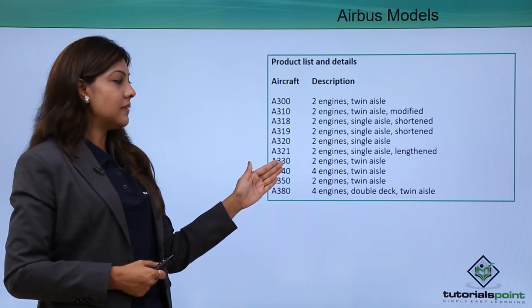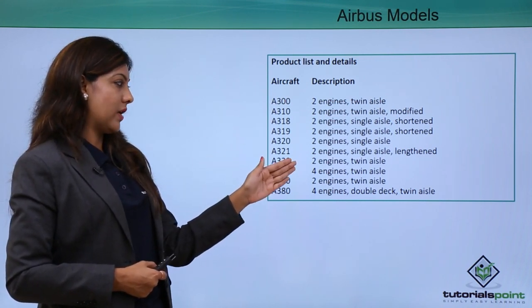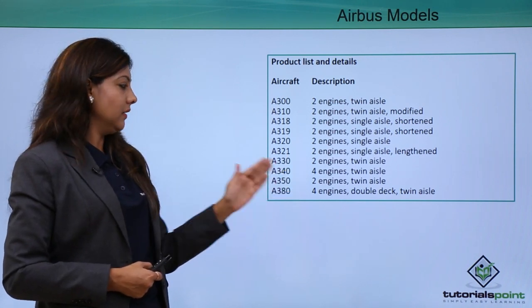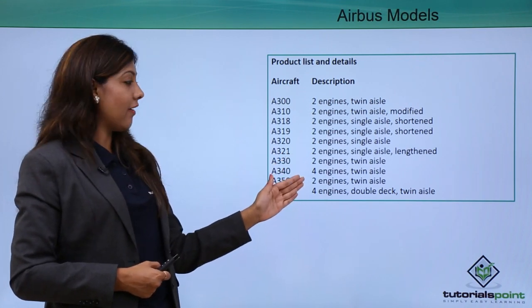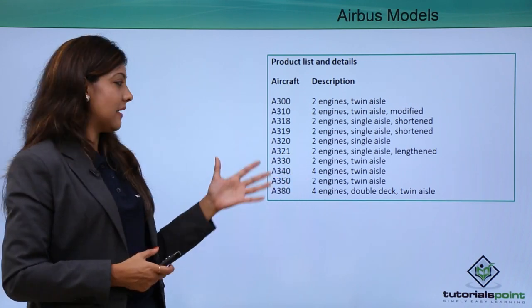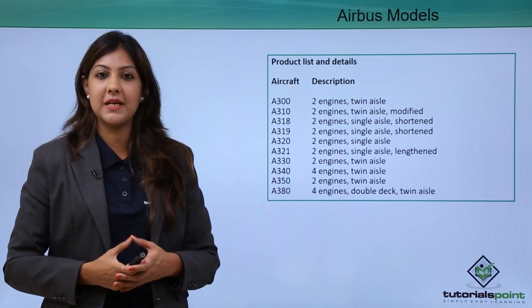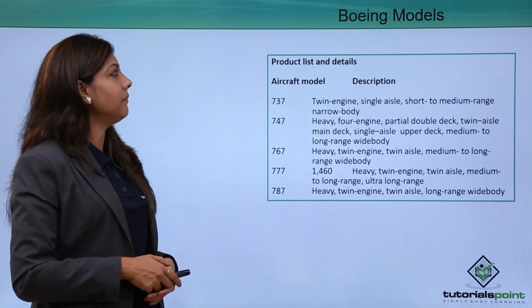The A330 is two engines and twin aisle. The A340 has four engines and twin aisle. The A350 is two engines and twin aisle. And the A380 is four engines, a double-decker aircraft, and it has a twin aisle. So among the Airbus models, the A380 is the largest. Coming to Boeing, let's look at them.